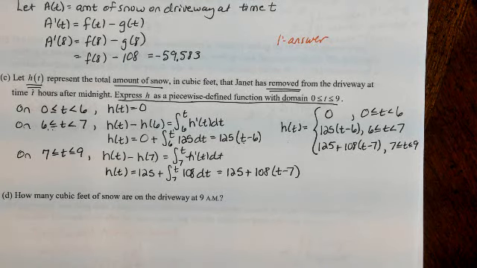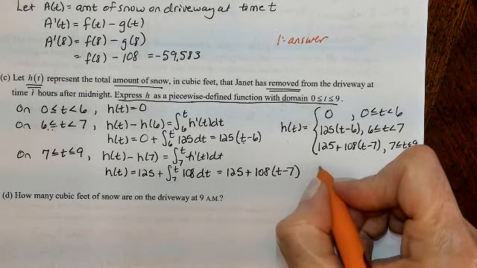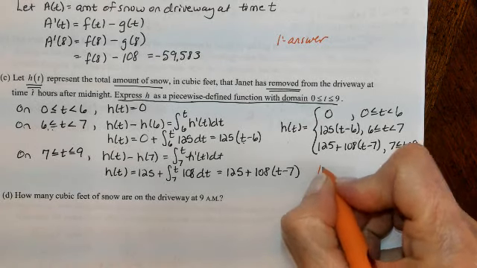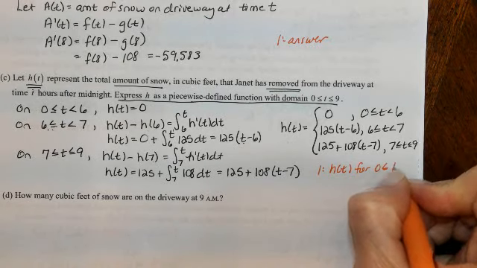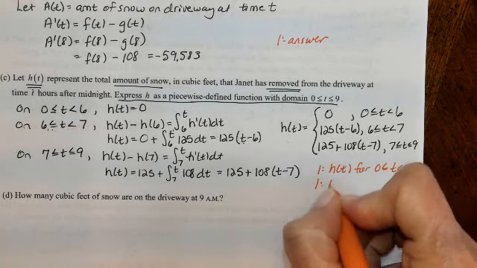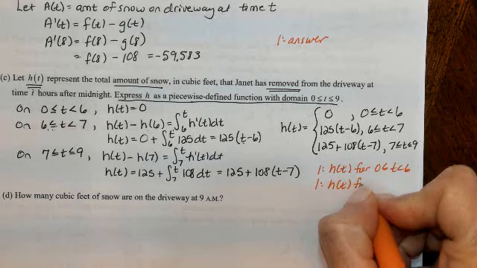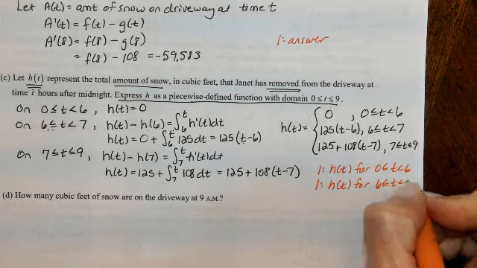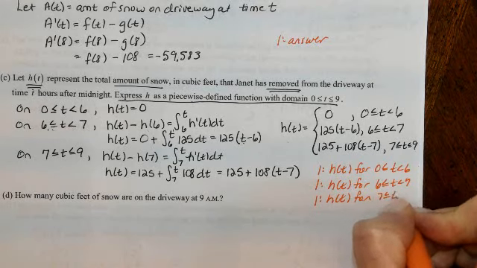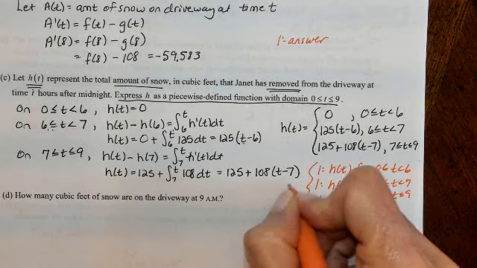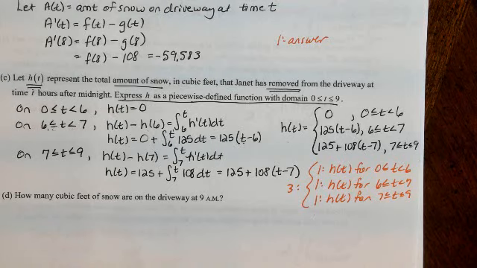And don't forget, you're going to have tons of space on yours. I didn't include tons of space here just to save a little paper, but you will have tons of space on yours. All right, this part of the problem was worth 3 points. 1 point for h prime for 0 to 6, 1 point for h on 6 to 7, and 1 point for h on 7 to 9. 3 points. Okay?